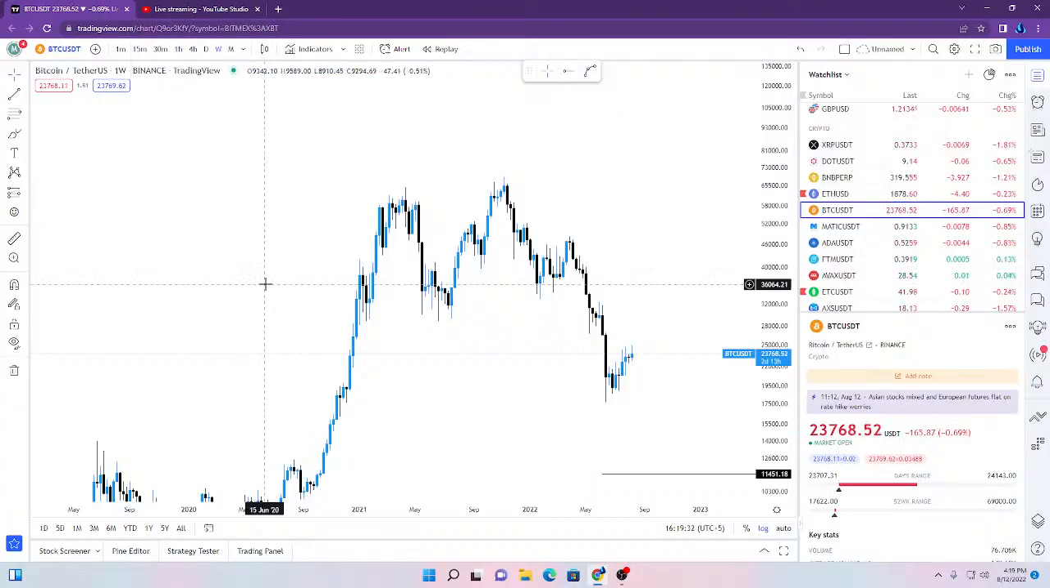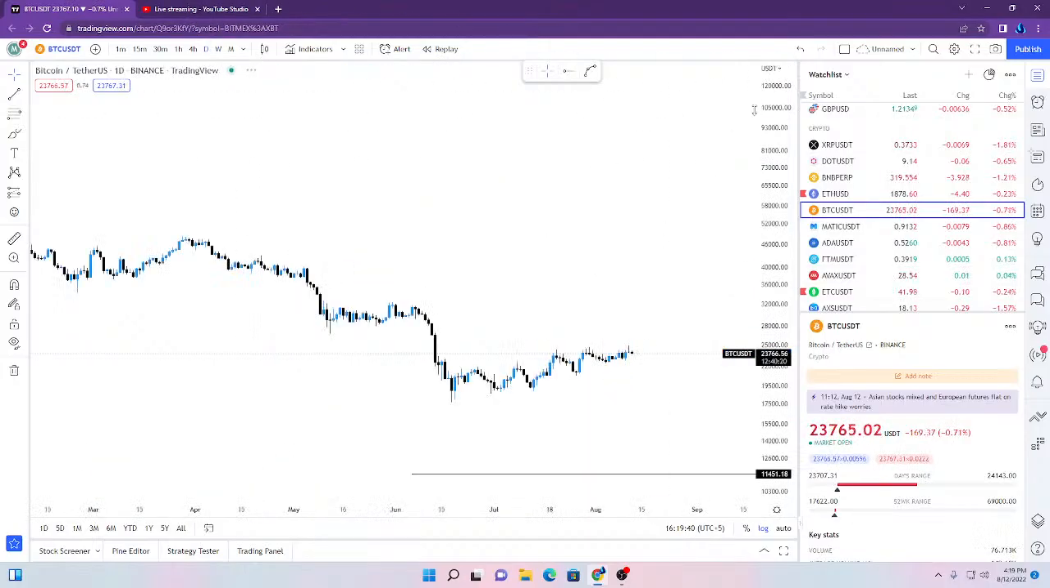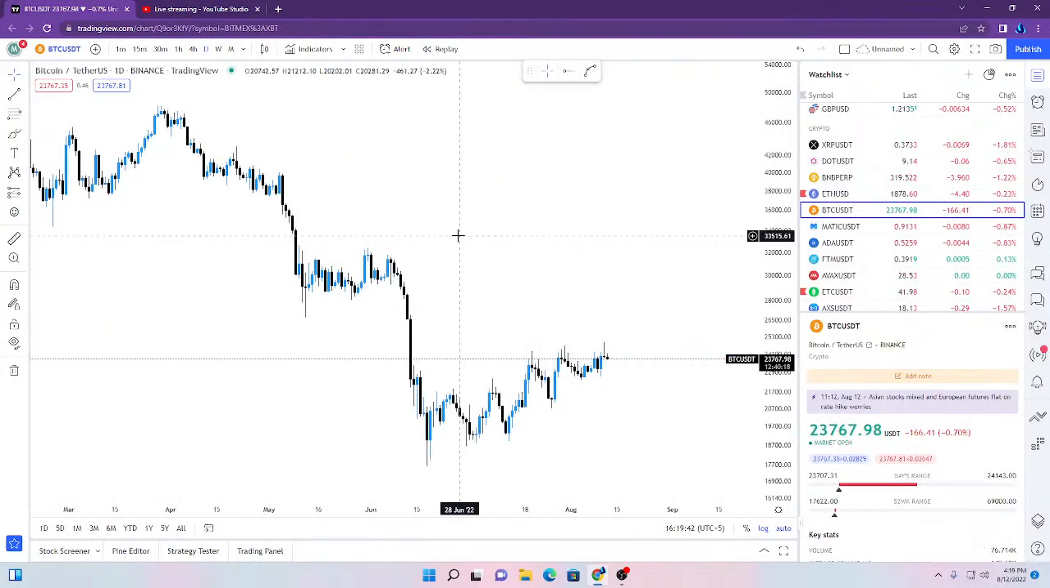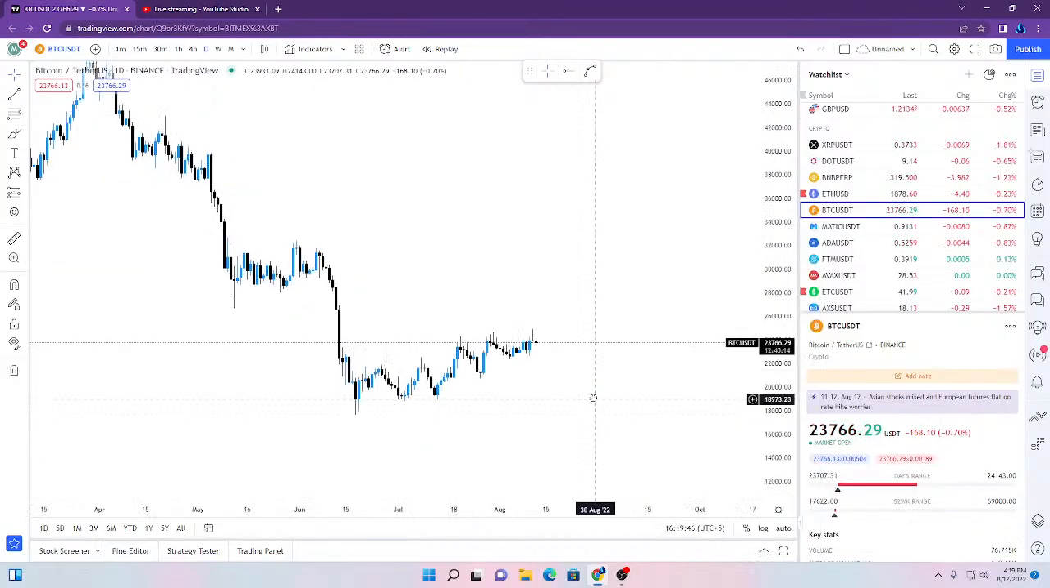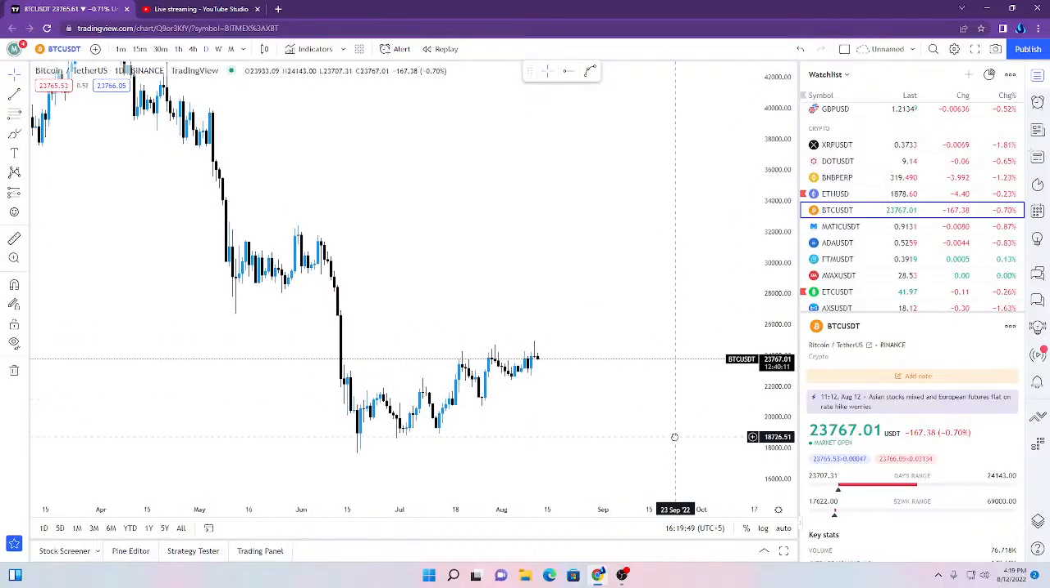Let's start with our technical analysis on Bitcoin. First of all, let's go with our daily update. How are the daily charts looking? Let me remove everything and let's see how the daily chart is looking.